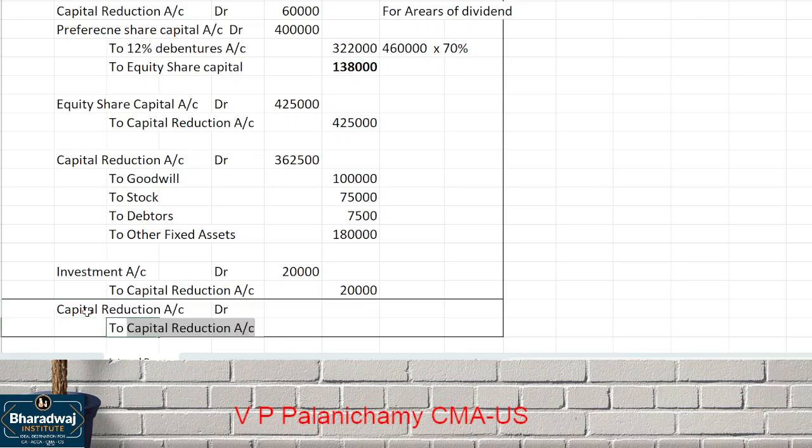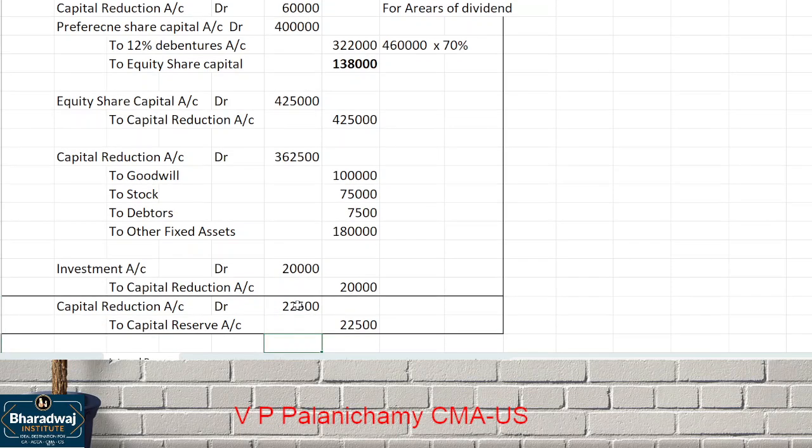Capital reduction account balance goes to which account? Capital reserve account. How much to capital reserve? 22,500. Or you can prepare the capital reduction account and transfer this. All these are 1st April 2017 events. But we are asked to prepare the balance sheet after 6 months.